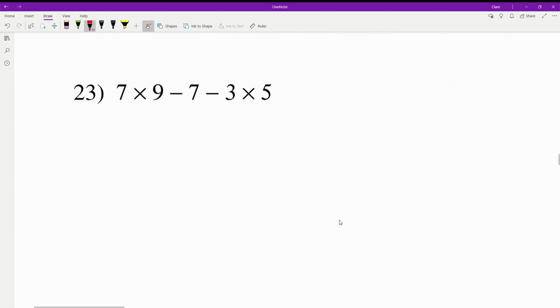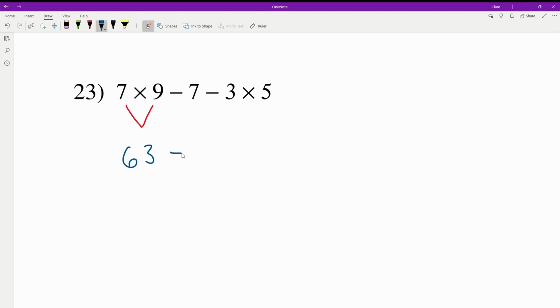In number 23, we have multiplication, subtraction, and again, multiplication. So multiplication comes first. So I'll do 7 times 9, which is 63. And again, like I mentioned earlier, if you were impressed with how fast I multiplied 7 by 9 in my head, check out this really cool math trick that I did a video on for multiplying by 9. Click the link in the description below to check it out.